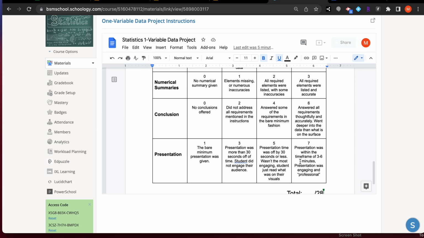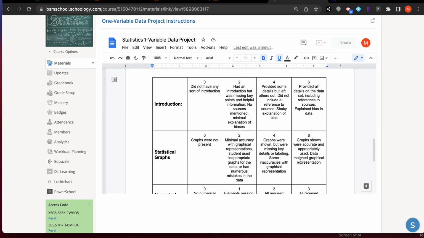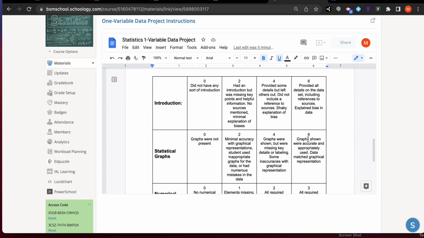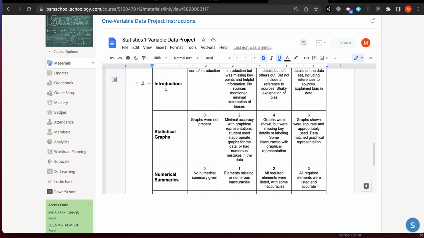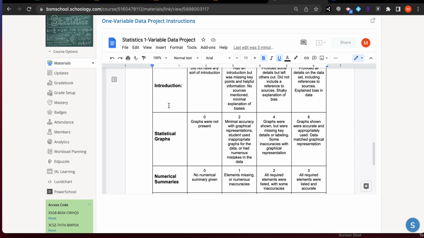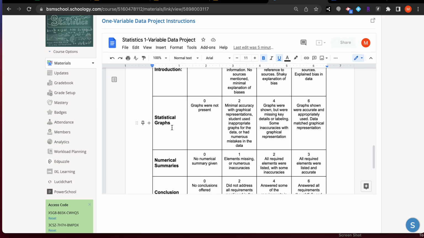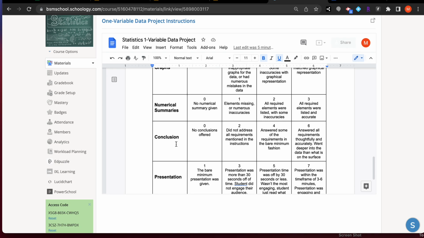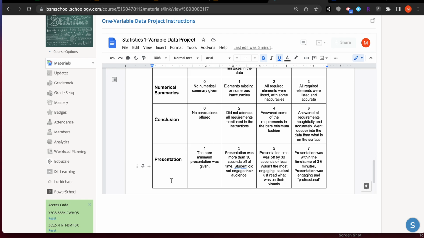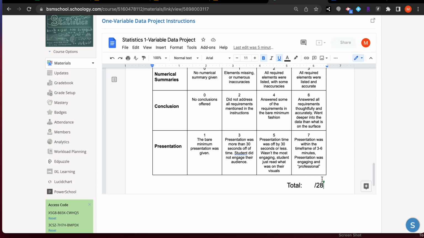As far as being graded, it's out of 28 points. This would be in the summative category. You just need to include everything I asked in the introduction, statistical graphs, numerical summaries, conclusion, and then just your general presentation. So you want to stay within that 3 to 6 minute time frame. You want it to be engaging, and I put professional in quotation marks because you do not need to wear a suit, but I also don't want you to get up there and just make jokes the whole time.